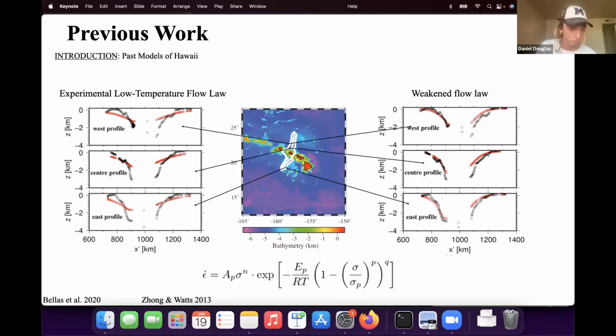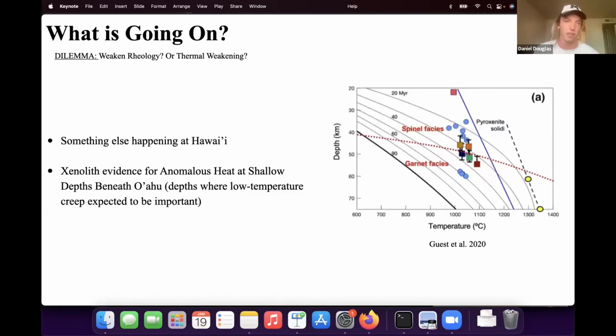These red dots do not reproduce observations at all. And they found that in order to get these fits on the right, which clearly are an improvement to the data set, you had to take this activation energy, EP, in this rheological equation and alter it, decrease it by up to 40% in order to fit the data set. And so this is the motivation for my master's work, which is: is there a way to get around this apparent weakness of the Hawaiian lithosphere without needing to change laboratory-defined parameters?